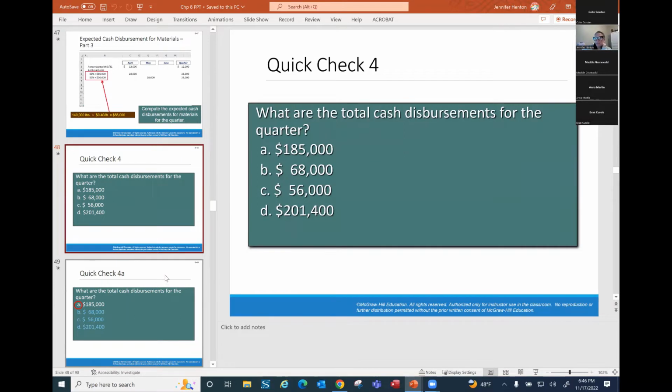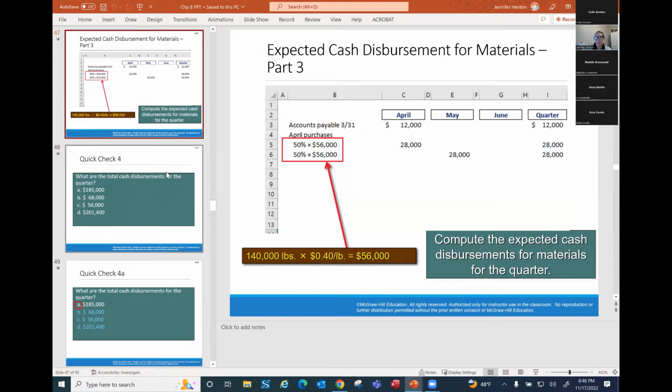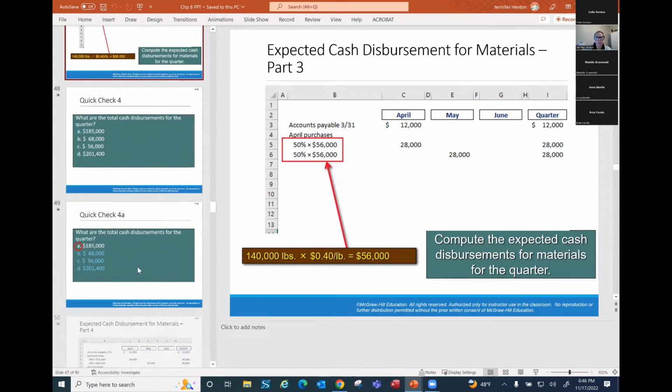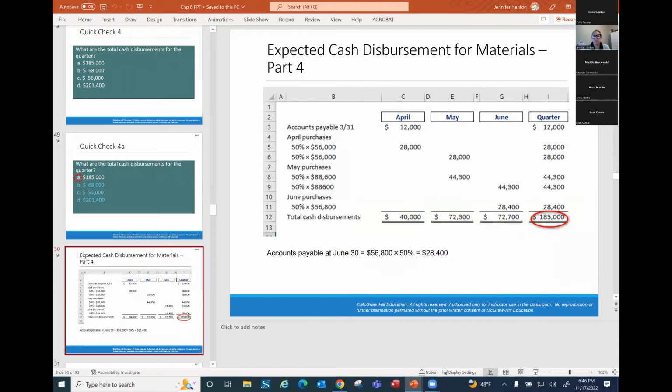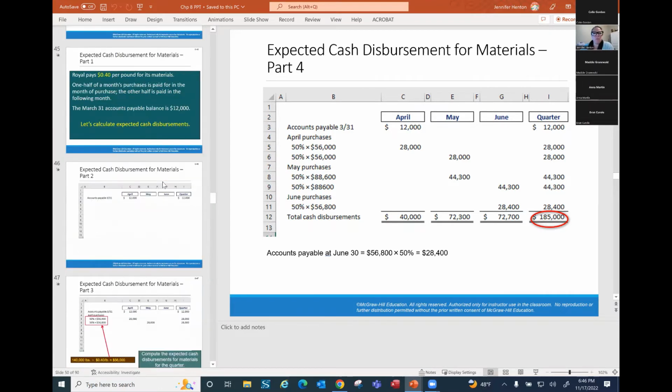So what are the total cash disbursements for the quarter? It wants us to go through and calculate all of that. So I am going to bring us down here to the end so I can show you on the screen, because it's easier than trying to write all that out and going back and forth. All right, so we would have to look at the May pounds and calculate that by the 40 cents.